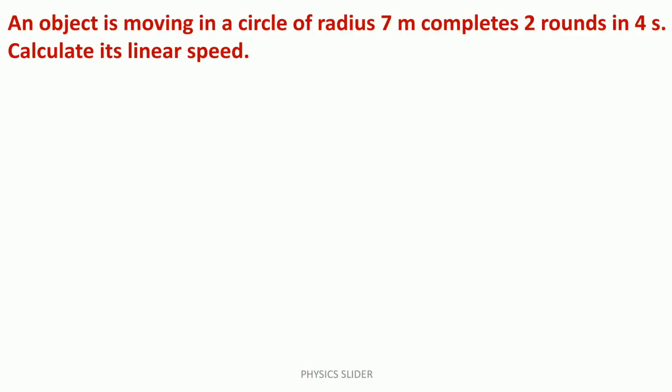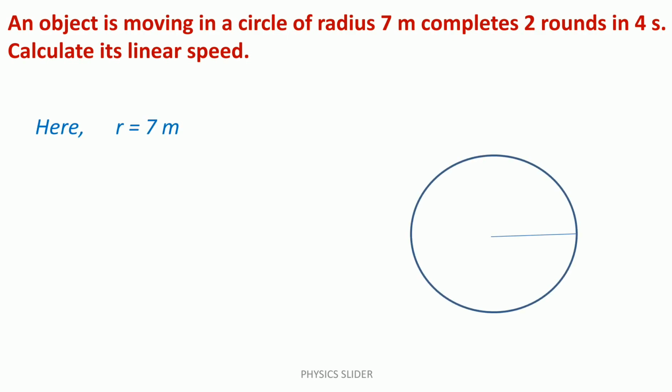Here is our first question on the screen. An object is moving in a circle of radius 7 meter, completes 2 rounds in 4 seconds. Calculate its linear speed. So here we have radius r is equal to 7 meter, and it completes 2 rounds in 4 seconds. It means it will complete 1 round in 2 seconds. So the time will be 2 seconds.